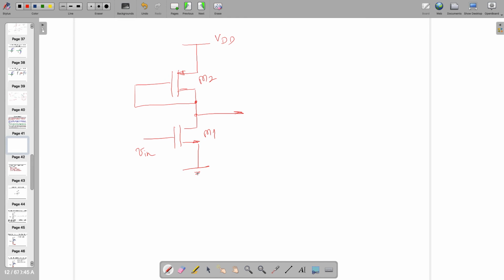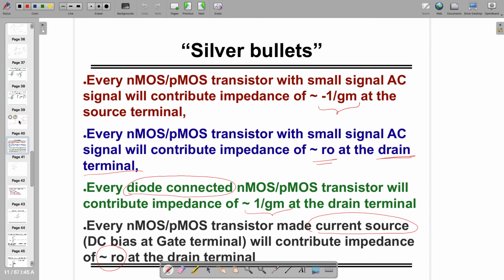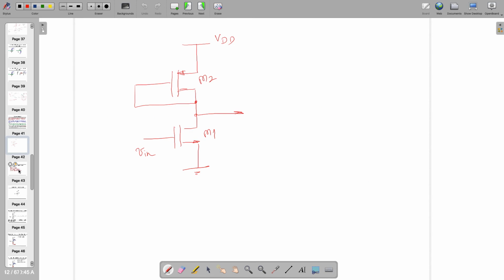Note that the top one is PMOS. But all rules remain the same. If it is diode connected configuration, looking from any terminal, it will be 1 by GM. Or you have to replace it with the small signal model of PMOS, right? So if this is diode connected, then can you tell me what is the gain?